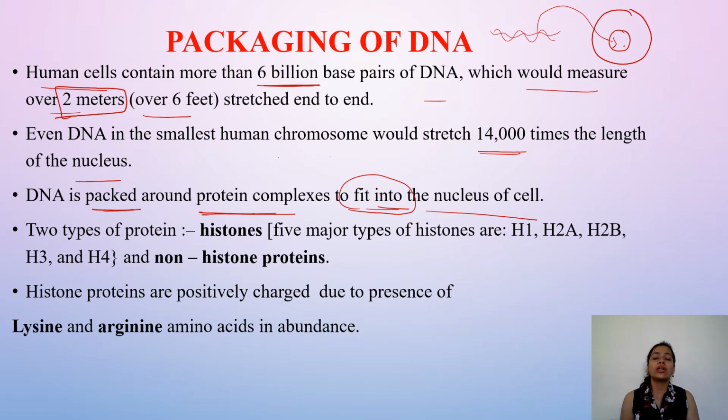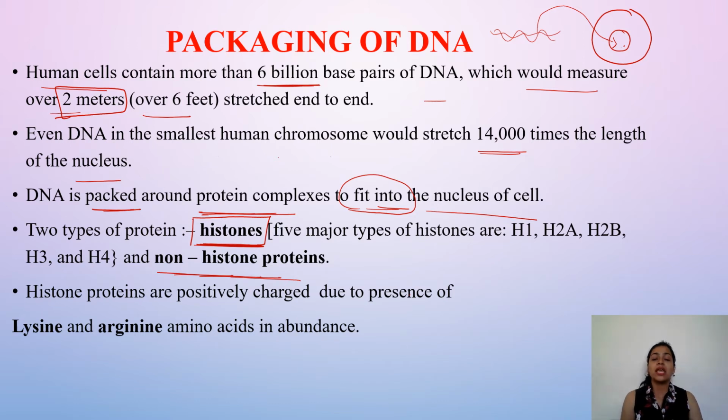Now what are the types of proteins which are involved in this packaging of the DNA? There are two important types of protein. The first are the histones, a very important one. The main protein here are the histones, and the other are the non-histone proteins. We have to remember these histone proteins because they are very important in a eukaryotic cell.